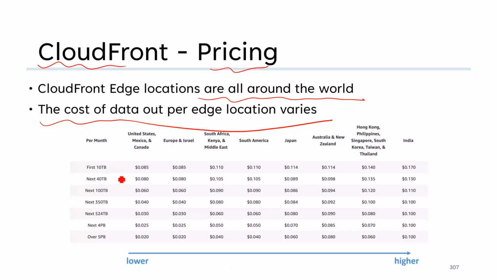So here you can see the pricing. If you see the first 10 TB of data in the United States, Mexico and Canada, it is just $0.085, but in India it is actually double, which is $0.170. And similarly this appears over here and there. You can just see the difference in prices by looking at this particular table.